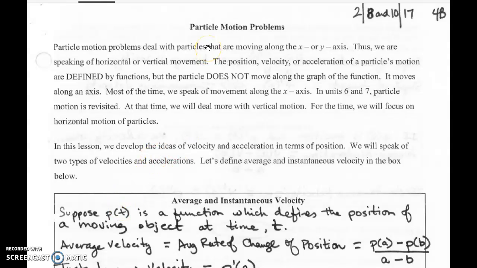Calculus, we're going to work with particle motion problems, and just so you know, we can have particle motion problems along the x-axis, y-axis, and we can also talk about any kind of horizontal or vertical movement. And the whole premise of this is to make connections between position, velocity, and acceleration.